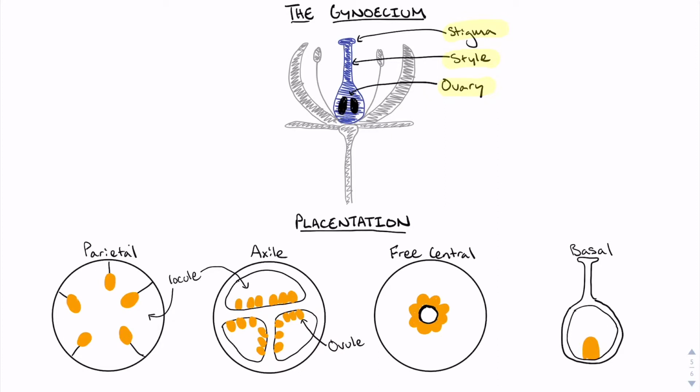Angiosperms are distinct from gymnosperms because they have ovules encapsulated within an ovary. Ovaries can show diverse modes of ovule attachment, called placentation. In parietal placentation, there is only one chamber or locule within the ovary, and ovules attached to the ovary wall. In axial placentation, there is a central column of tissue that divides the ovary into multiple locules, and the ovules attached to this tissue. In free central placentation, the ovules still attach to a central column of tissue, but there is only one locule. Finally, in basal placentation, a single ovule attaches to the base of a unilocular ovary.